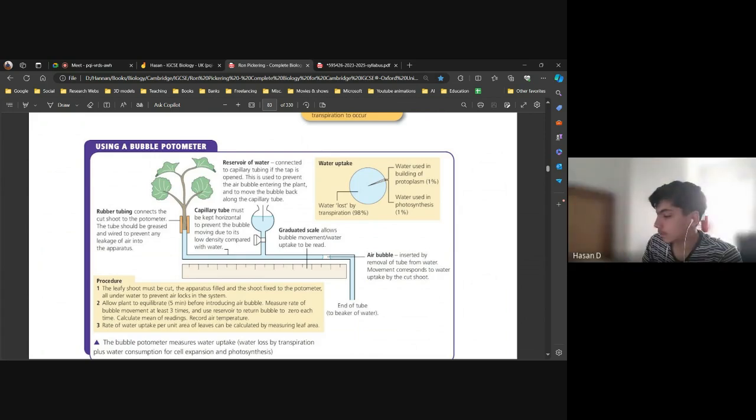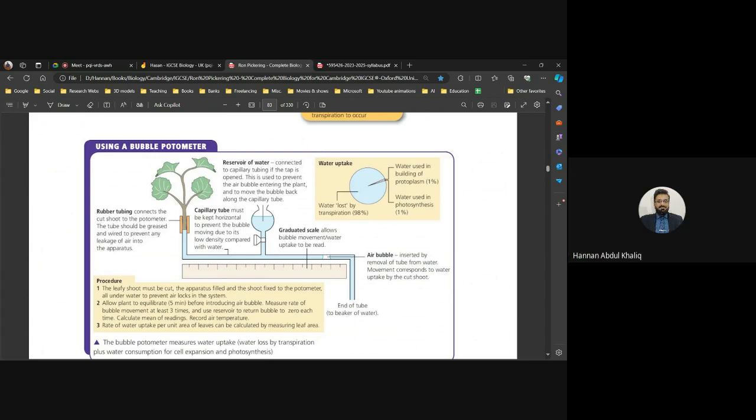Yeah. So that is why we use the air bubble. And why is there a reservoir? Because once the air bubble has moved to the left, for the next reading we need to move it back to zero. So we put more water by opening the reservoir, and then we can easily push the air bubble back to point zero where it would start again.